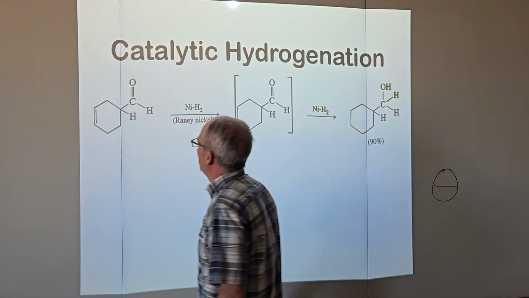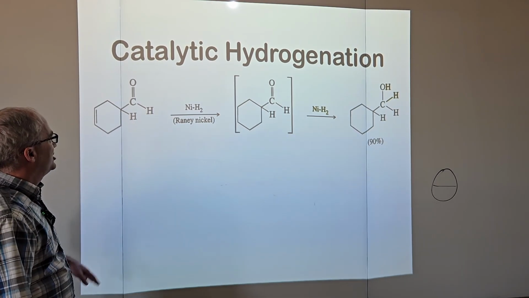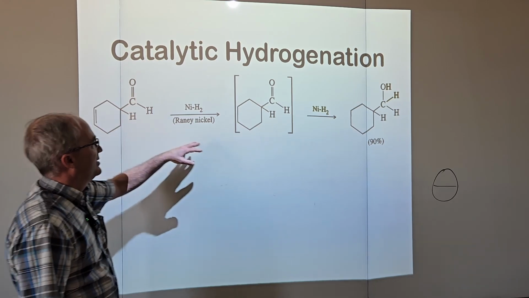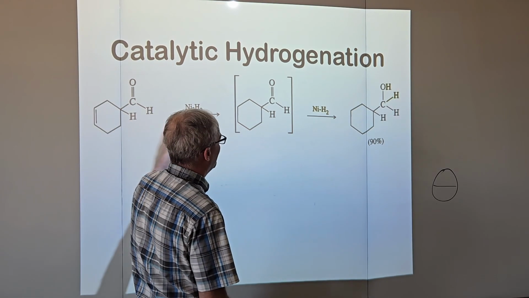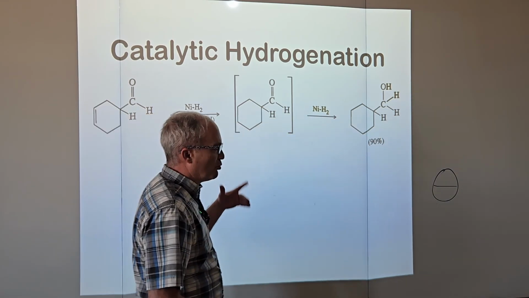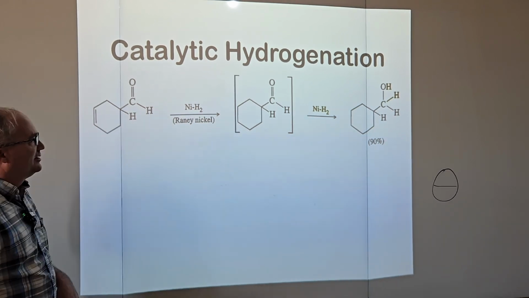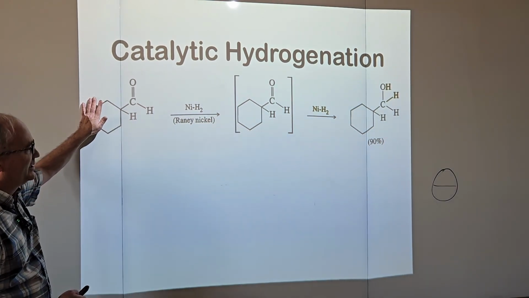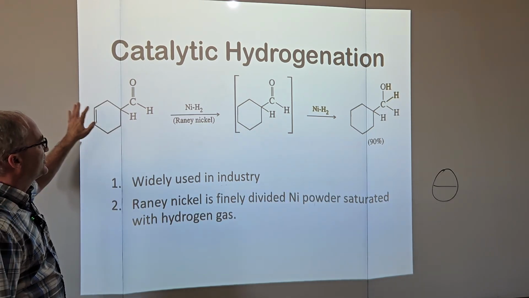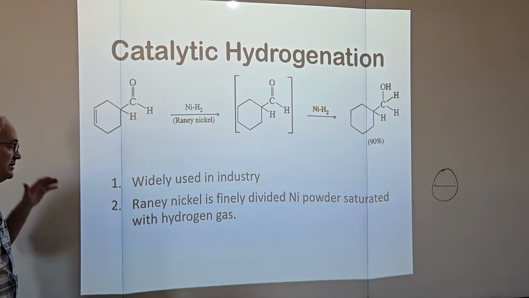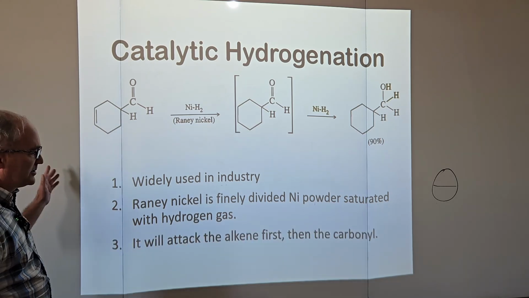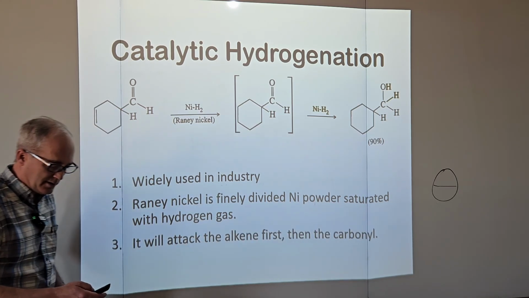So here's the catalytic hydrogenation, and it's going to reduce this double bond and this. Here they show it reducing the double bond first. You can't stop it halfway with stoichiometry. That's why you'd use one of those other reagents if you still wanted your double bond at the end. Widely used in industry. They call this Raney nickel, finely divided nickel powder saturated with hydrogen gas. Reduces the alkene first and then the carbonyl carbon.